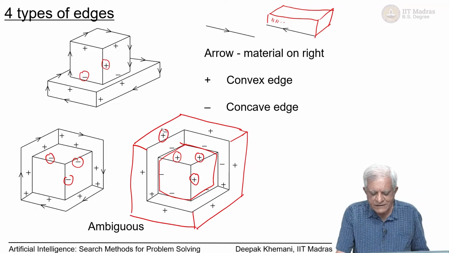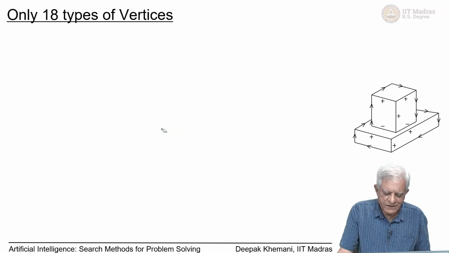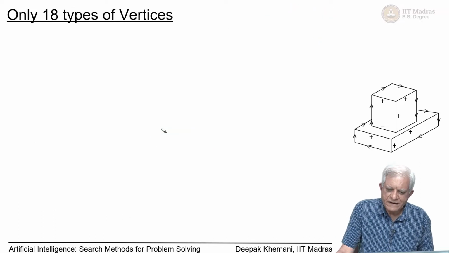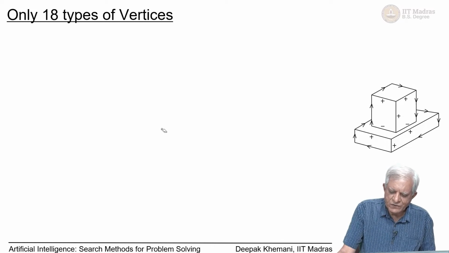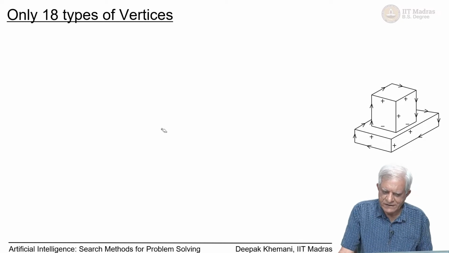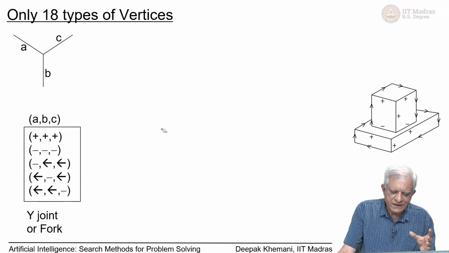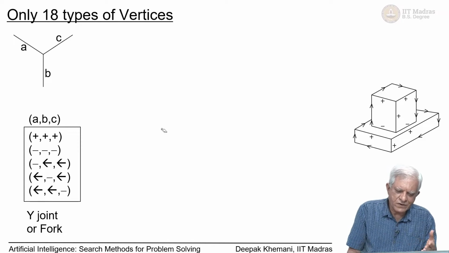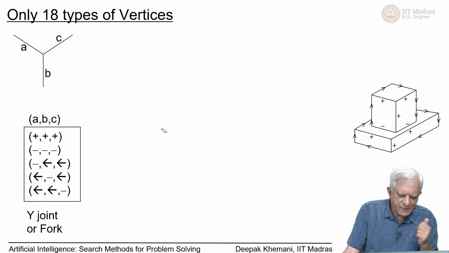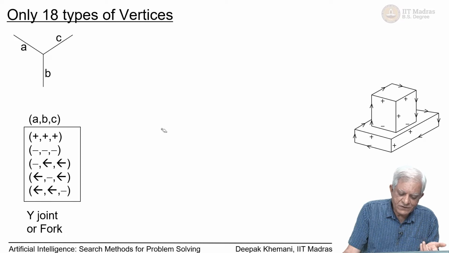So, anyway, the task is to label line drawings with these 4 kinds of edges, and the property we want to use is that there are only certain kinds of vertices which are possible essentially. So, what are those vertices? For example, if it is a Y joint or a fork as shown here with 3 edges meeting and the shape looks like a Y or a fork, then these are the only possibilities. All 3 can be positive, all 3 can be negative, or one can be negative and the other 2 can be arrows. These are the only possibilities.